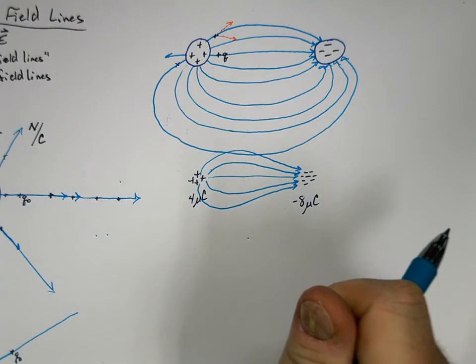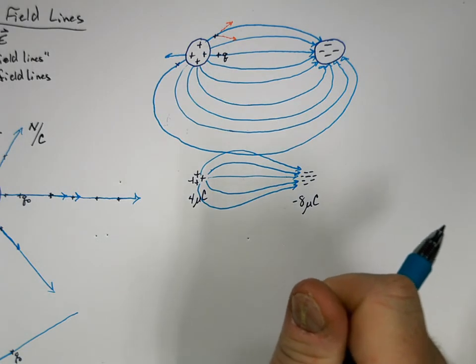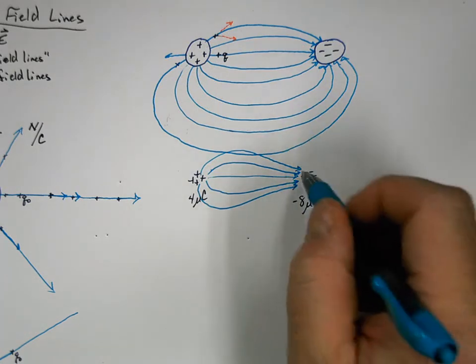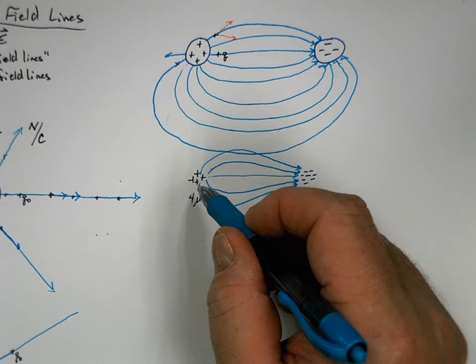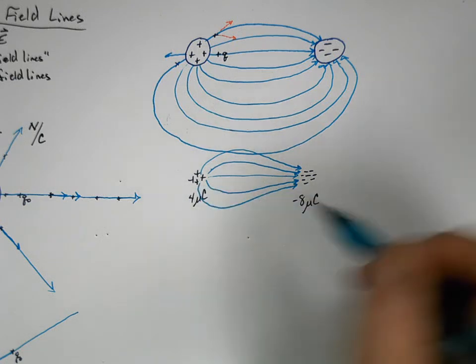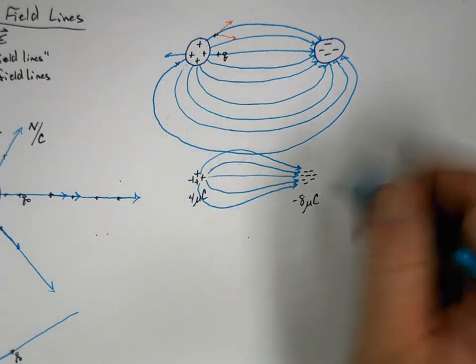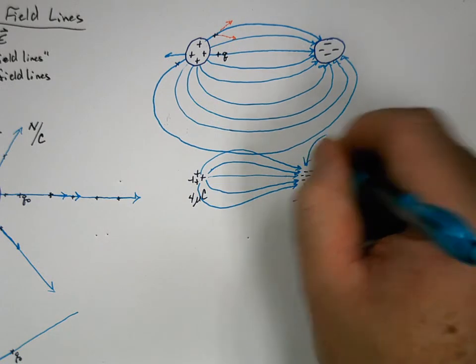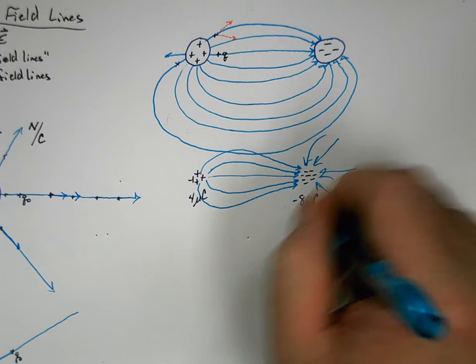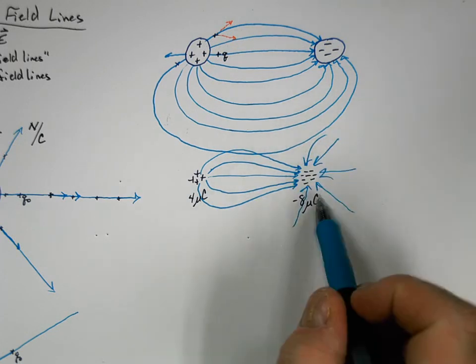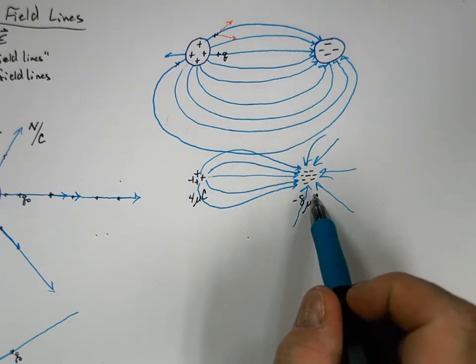Okay. However, I've got 5 arrows coming out of this one, right? You guys following me here? But this is twice the charge. So I need twice the number of arrows coming in towards this one because it has twice the charge.